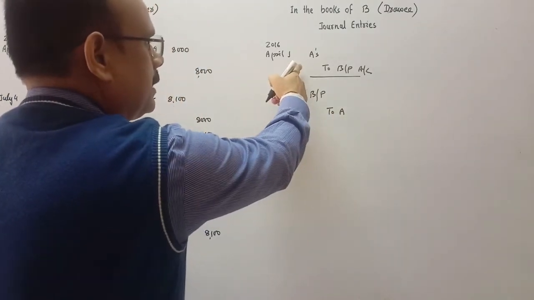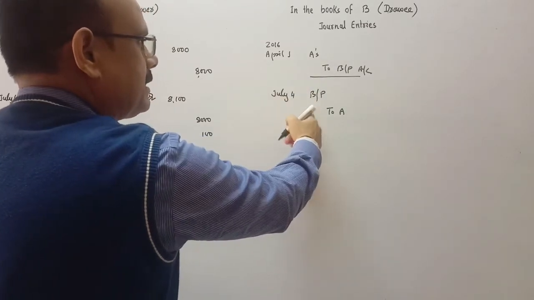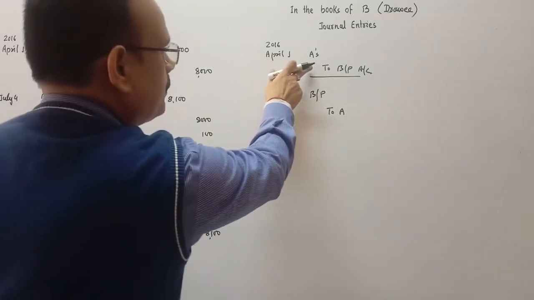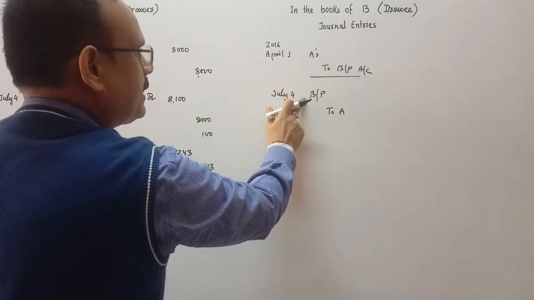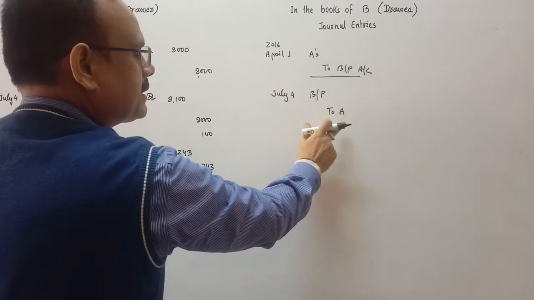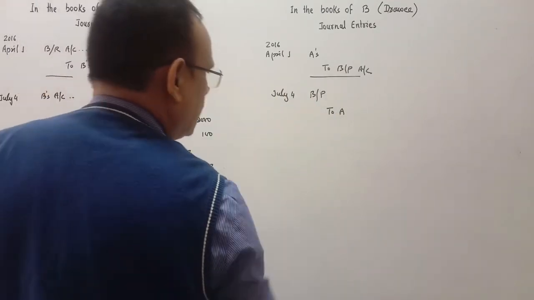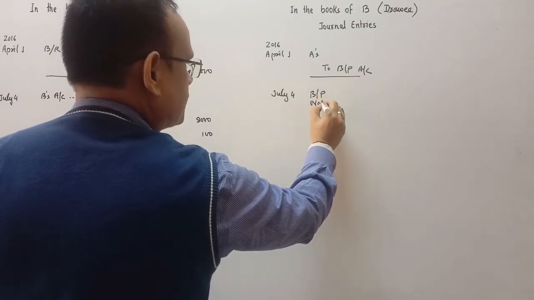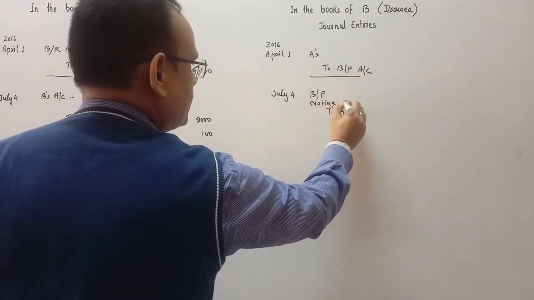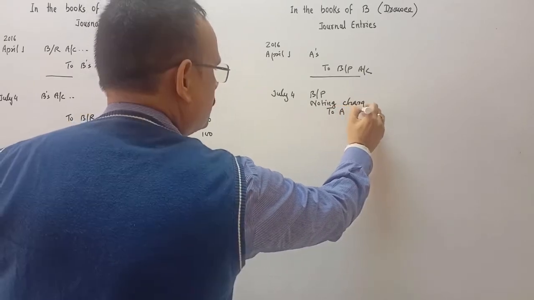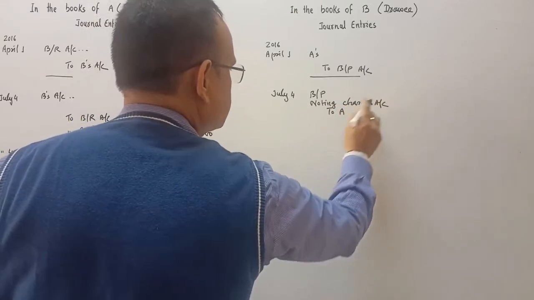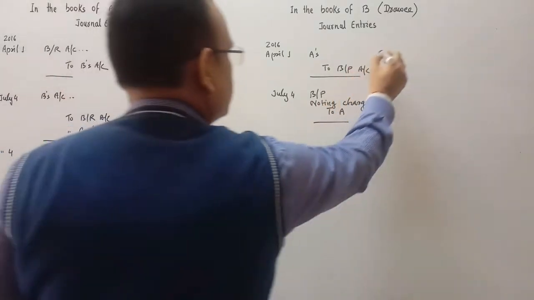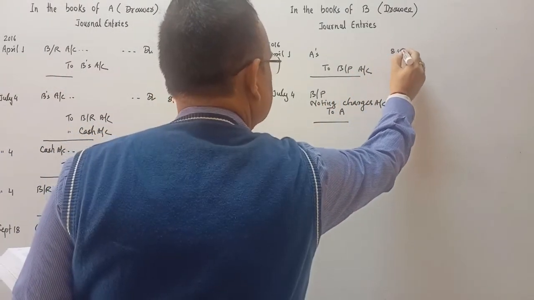This entry is cancelled. How is it cancelled? We have just done the reverse entry. Bills payable, which is credited over here, is debited. A's, which is debited over here, is credited over here. And noting charges is the expense of the drawee. So noting charges will be debited. Noting charges is the expense for the drawee. So he will do the entry. This is the entry of 8,000.